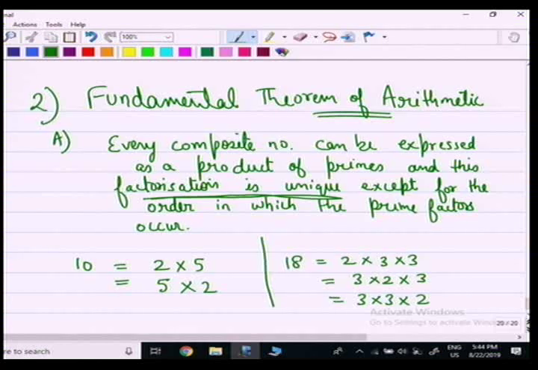Shillong, you are asking about 10 into 1? See, 1 is not considered a prime number. Prime numbers always start from 2. 1 is not a prime number, or you can say 1 is neither prime nor composite. So 10 into 1 will be 10, which can be represented as 2 into 5.